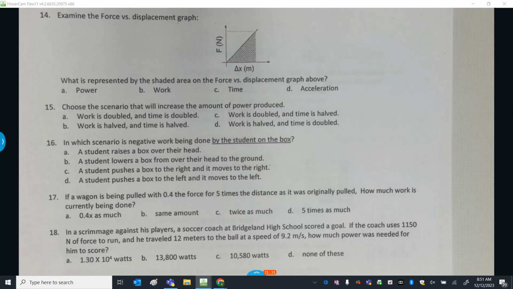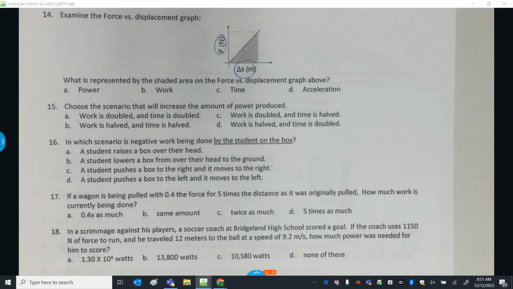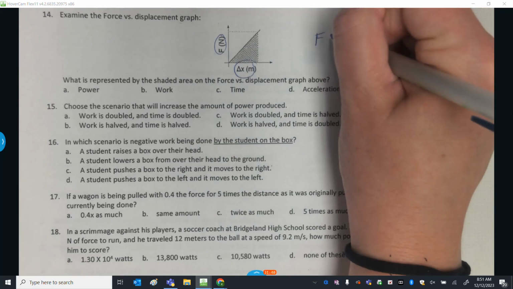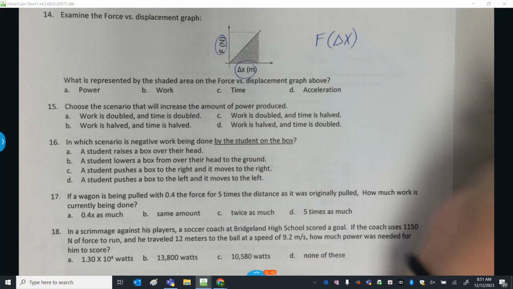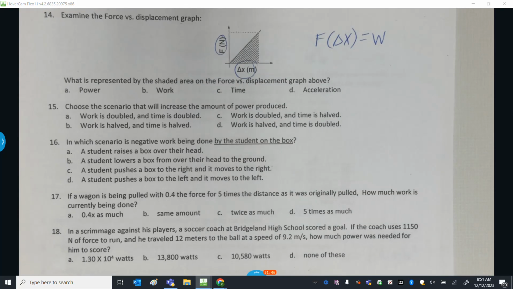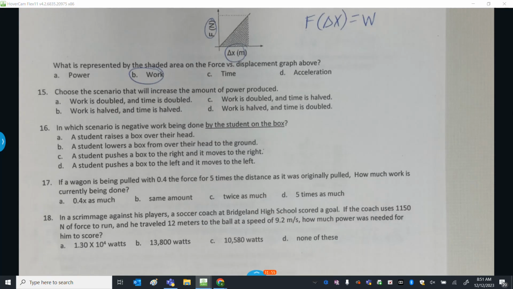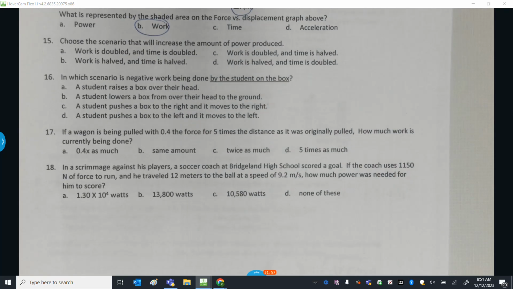If you're finding area, it means you are multiplying the values on your x and y axes. That's what it means. Area means multiply. And so force times displacement is the equation for work. Therefore, work represents the area underneath that curve, or line in this case. The answer to this is B for number 14. All right, and I'm assuming y'all don't have questions since everybody got it right, but if so, please stop me before we keep going.